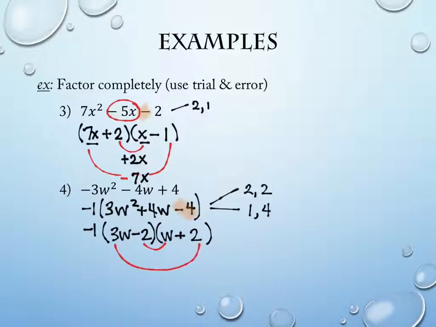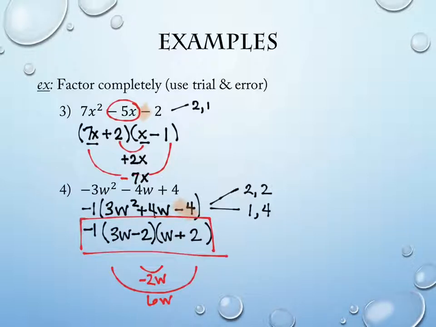So on the inside of my smiley face, I have -2w. What do I have on the outside? I have 6w. Oh my goodness, did we guess the right one? We did. Lucky us. We got it on the first try this time. It works, right? I have -2w, I have positive 6w, and that adds up to the 4w I wanted in the middle. So I'm done. So this would be my factored form. Okay?